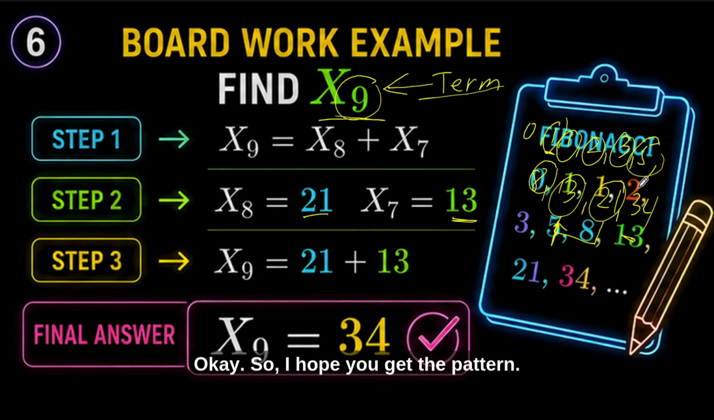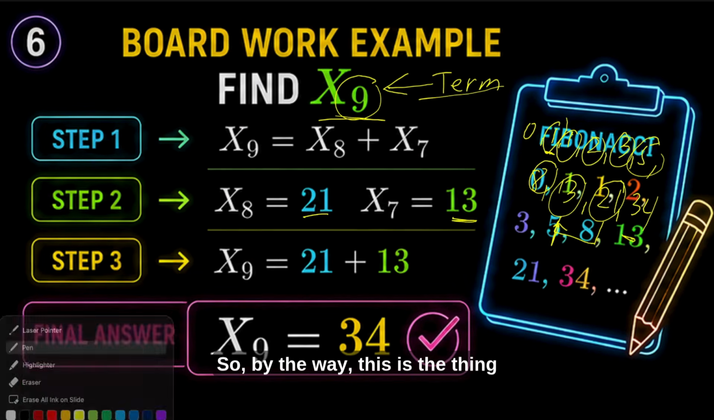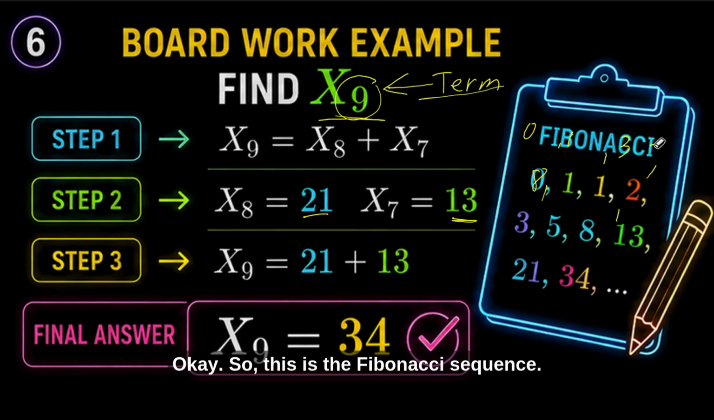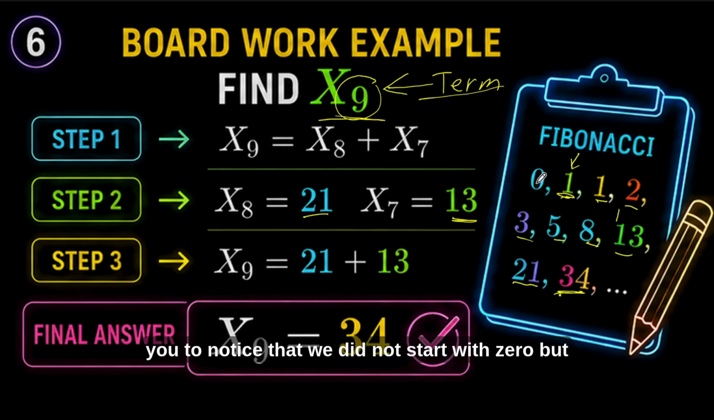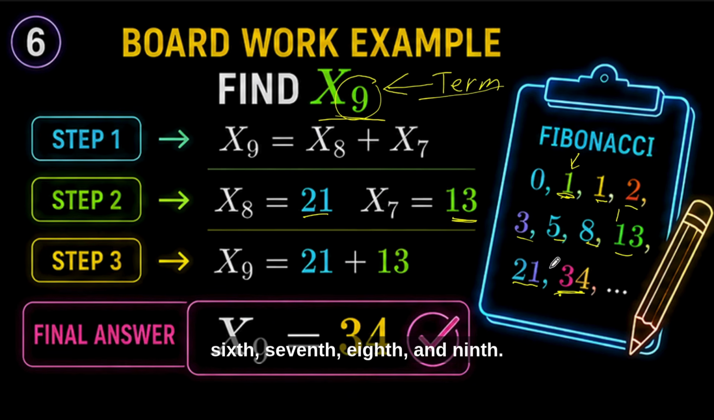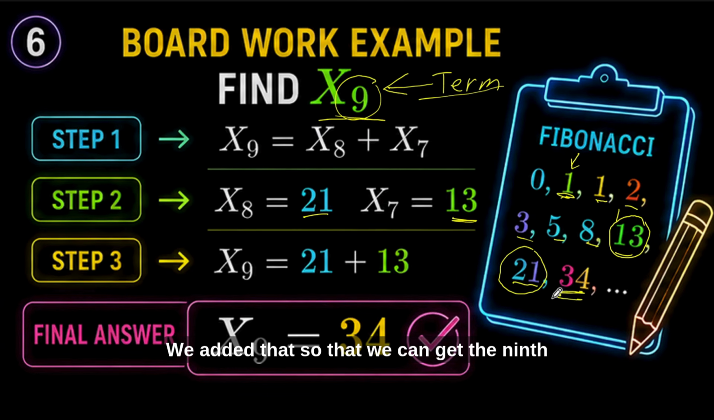Okay, so I hope you get the pattern. By the way, this is the thing that I wrote here on our board. This is the Fibonacci sequence. Take note, I want you to notice that we did not start at 0, but we started here at 1. So this is the first term, second, third, fourth, fifth, sixth, seventh, 8, and 9. So 8 and 7 are added to get the 9th term here.